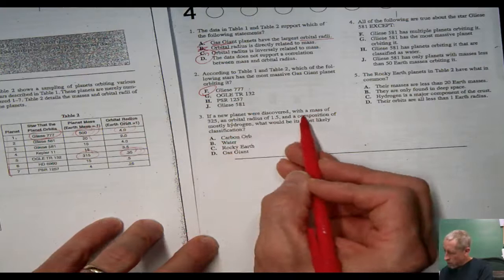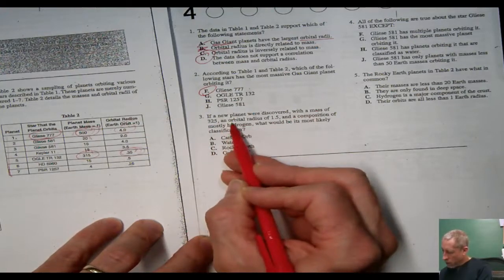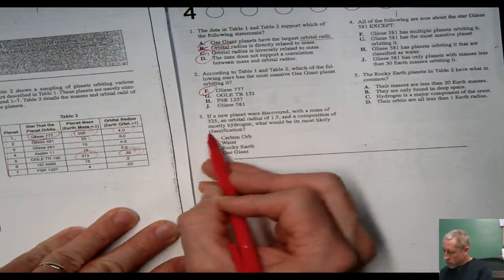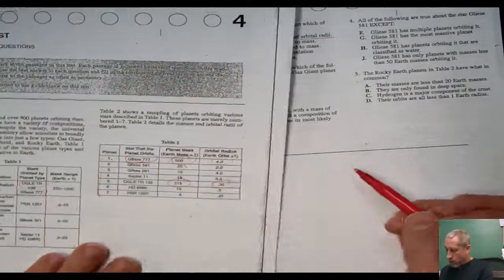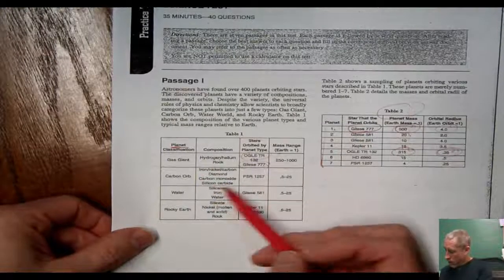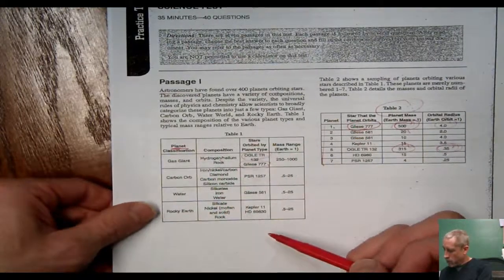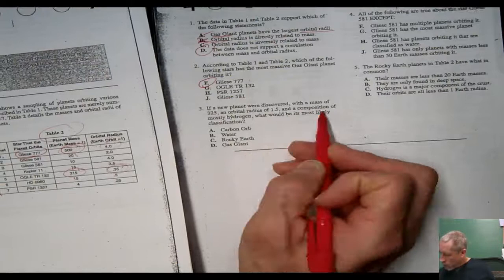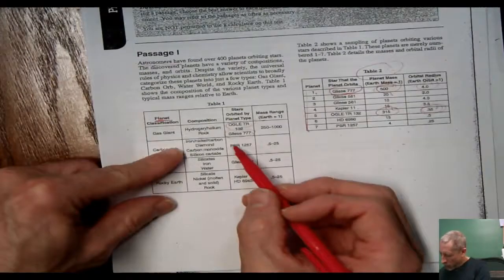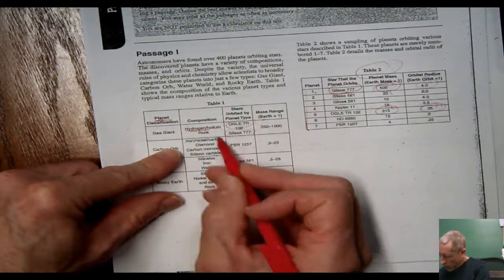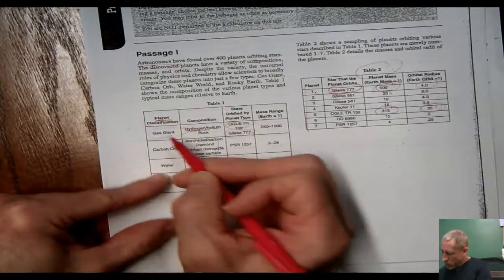If a new planet were discovered with a mass of 325, an orbital radius of 1.5, and a composition of mostly hydrogen, what would be its most likely classification? Well, I noticed the classification is not really in Table 2. It's over here in Table 1. So the size and the orbital radius do not have to do with the planet classification. So I'm looking for the one composition of mostly hydrogen. So here's one, gas giant, and I don't see any others that have hydrogen included in composition. So I'd be looking at gas giant, which is D.